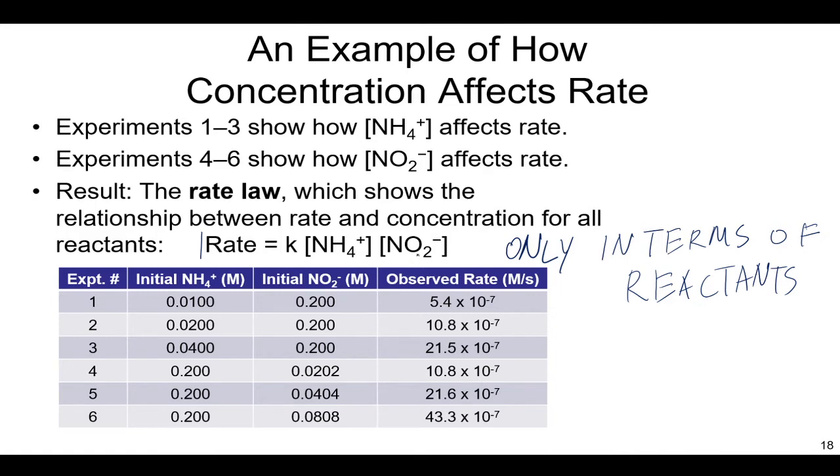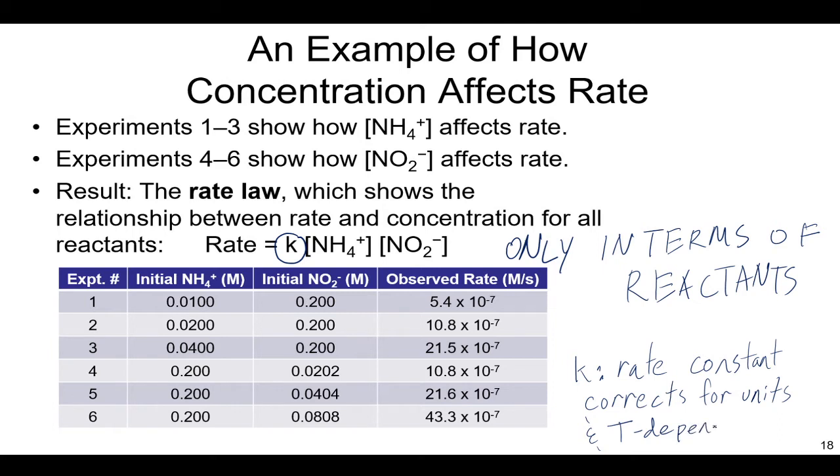So let's look at this math formula, though, that really expresses how the rate depends on the concentration of each reactant. One other thing I'll point out first, though, is this K here. This K is a rate constant. Okay. The rate constant's purpose is really to correct for units. And it sort of encodes or has the temperature dependence of the reaction built into it. And we'll see that in future lectures.